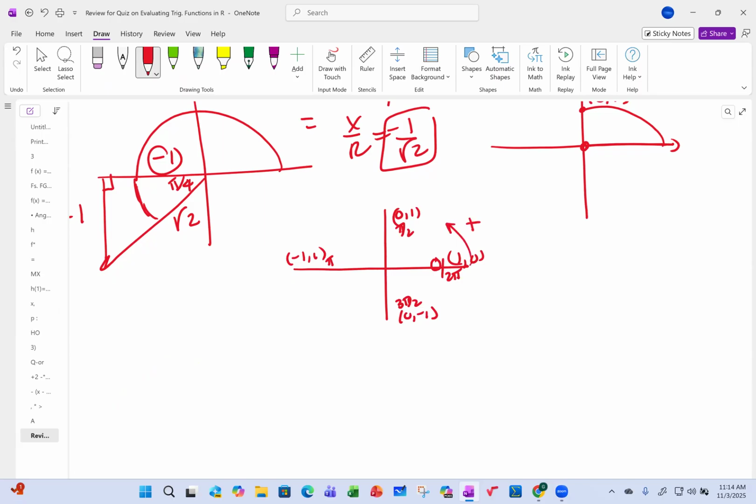Now that's positive angles that way. Don't forget negative angles this way would be negative pi over 2, negative pi, -3 pi over 2, and then back home to -2 pi.